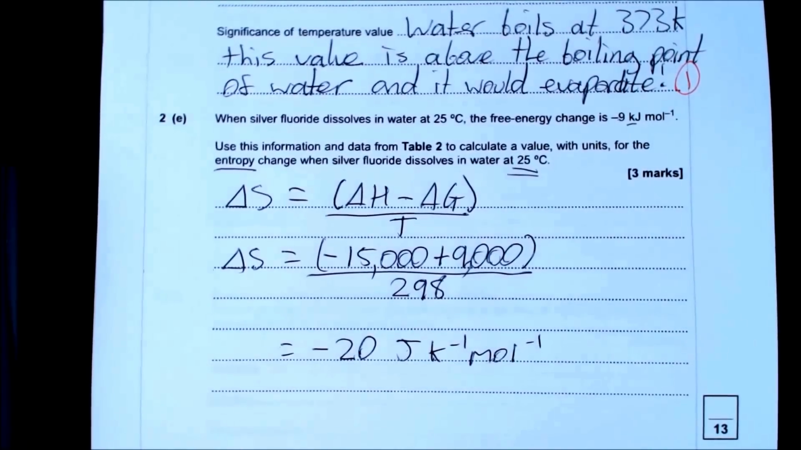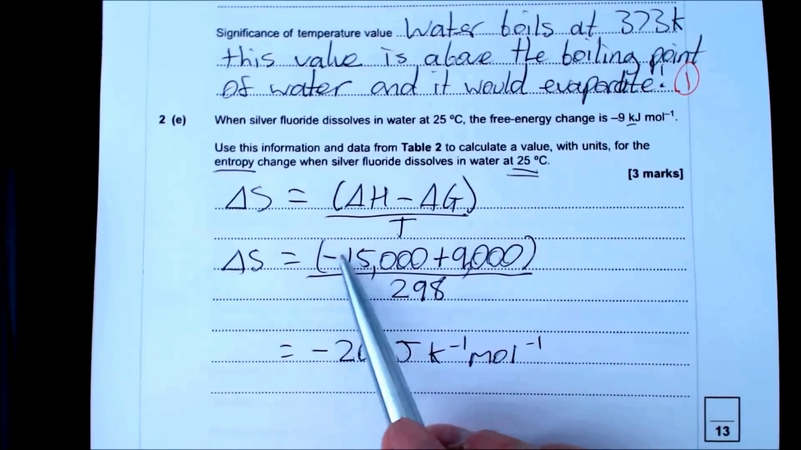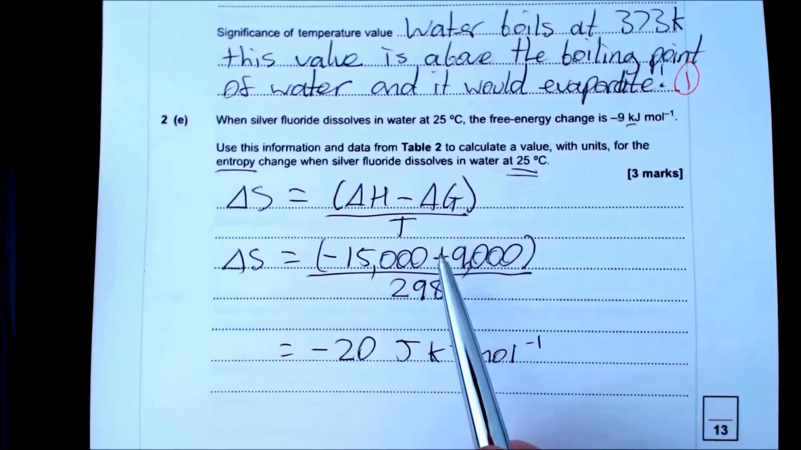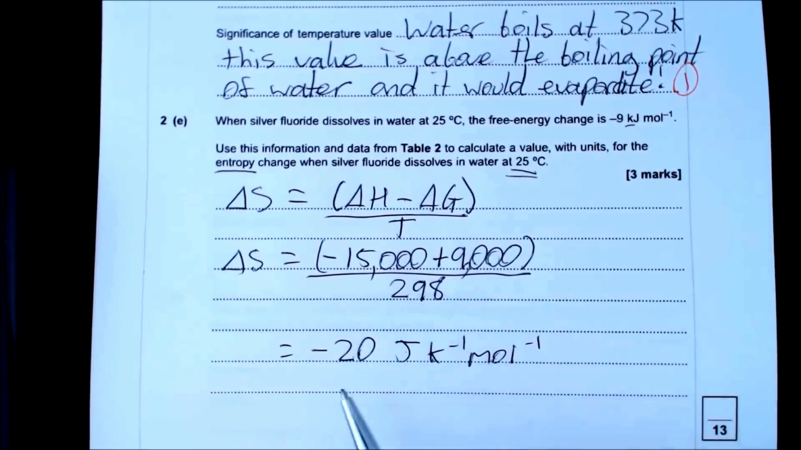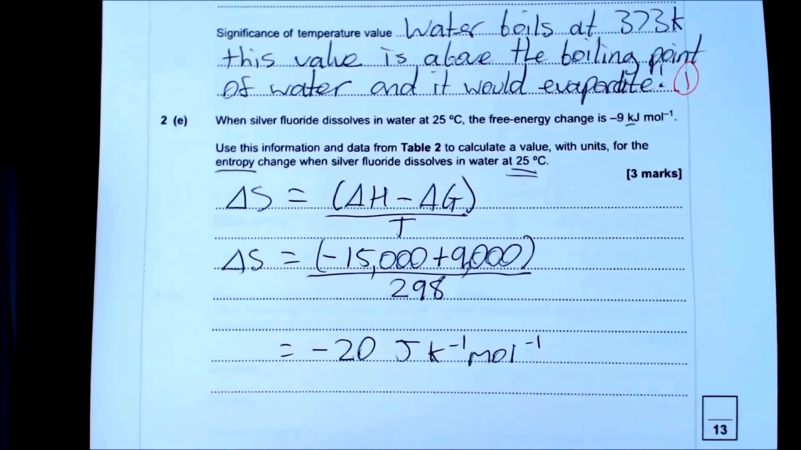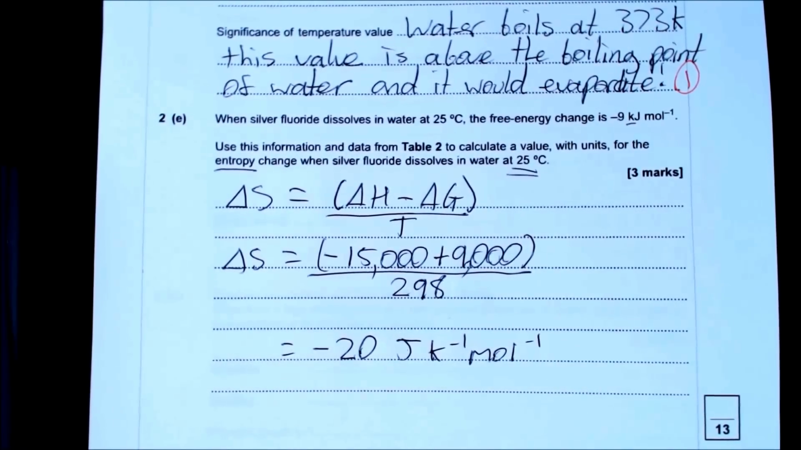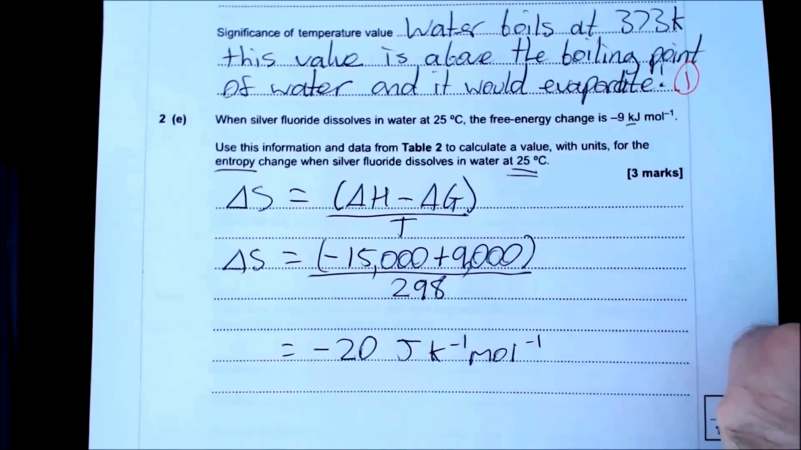You can put it in kilojoules if you want. All you have to do is just do minus 15 plus 9 divided by 298, and that will give you the answer in kilojoules per mole. However, it is good to keep the entropy values in joules. As long as you show your units, that's what you get the mark for anyway.